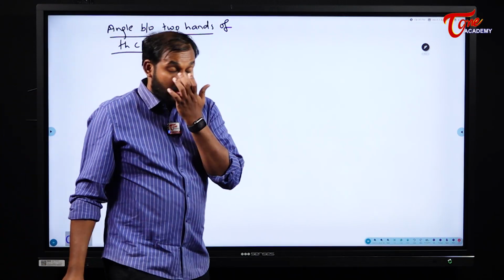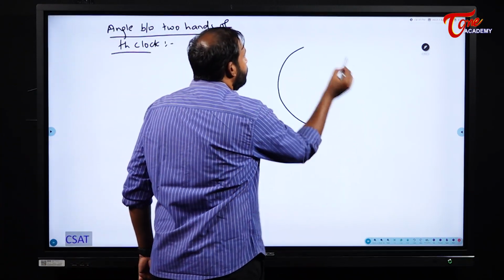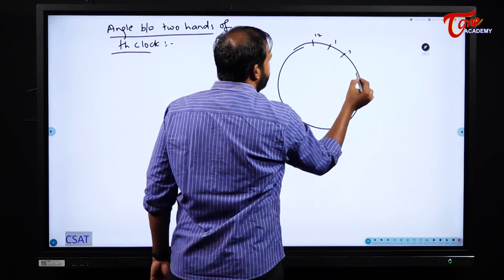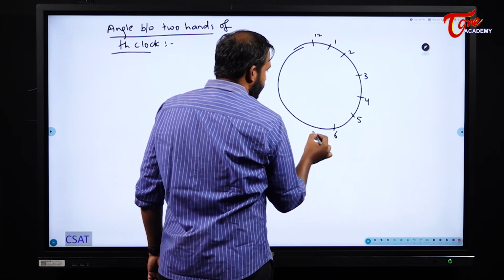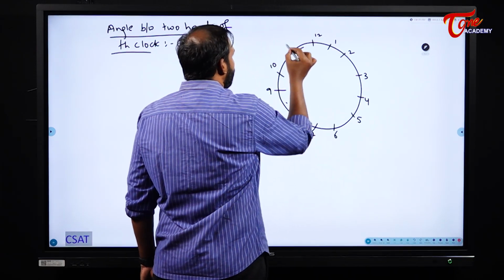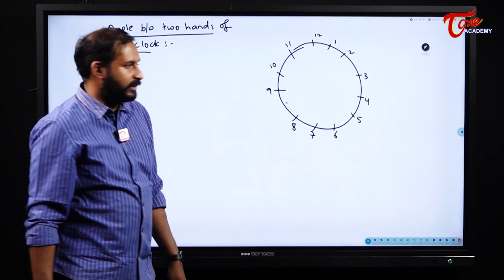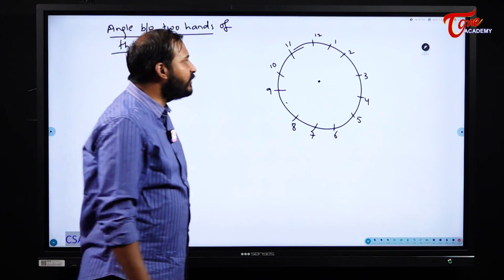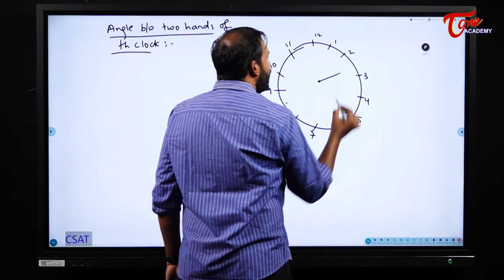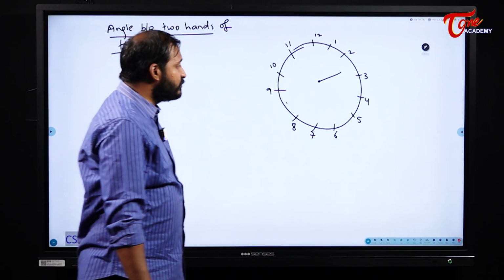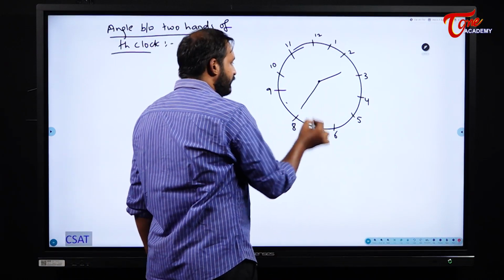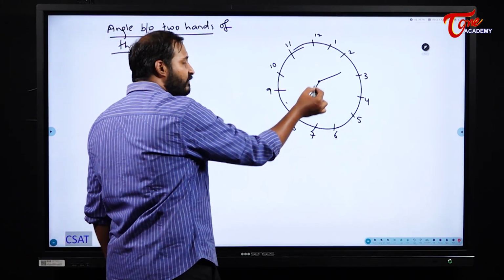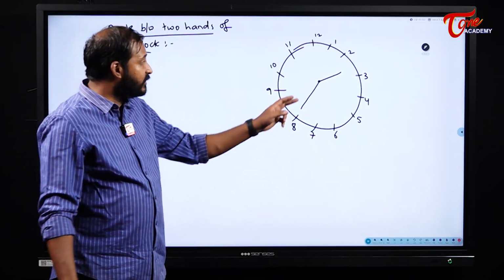See, in a clock, for example, the time is 2:40. So 2:40 means where will my hour hand be? My hour hand will be between 2 and 3. When it comes to my minute hand, it will be exactly on 8. So like this, we will have the angle between my two hands of the clock. The positions of my two hands of the clock will be in this manner.